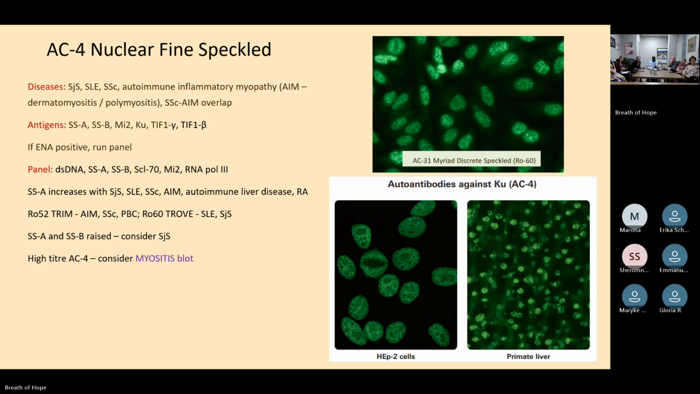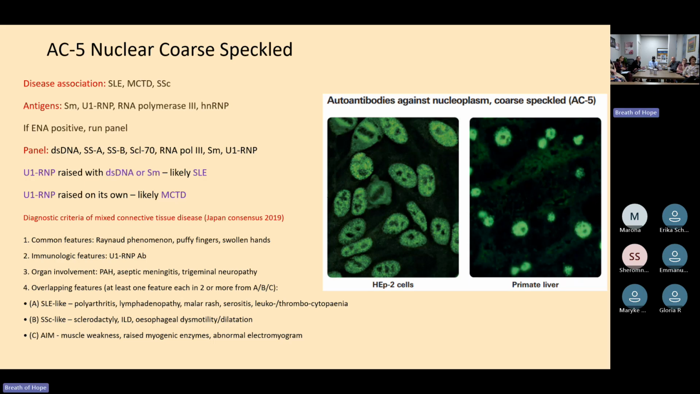Okay. The next one is nuclear core speckled. And as I mentioned, the nuclear core speckled is usually associated with an autoimmune disease. And you'll see quite importantly, it's one of the ones that we find very often with SLE. The other one that it's associated with is mixed connective tissue disease. All right, so these are the antigens that it's picking up. Smith, so that's obviously why you would find it with SLE. And the other one is U1 RNP.